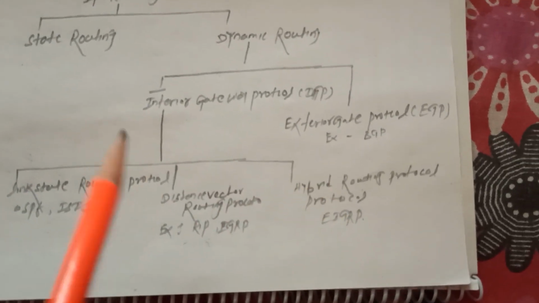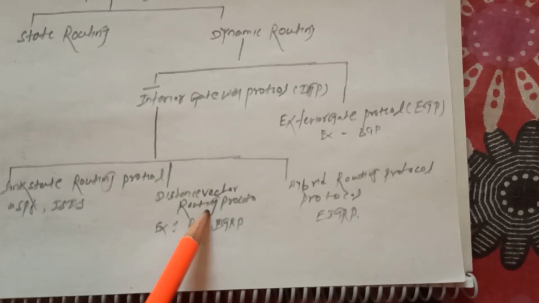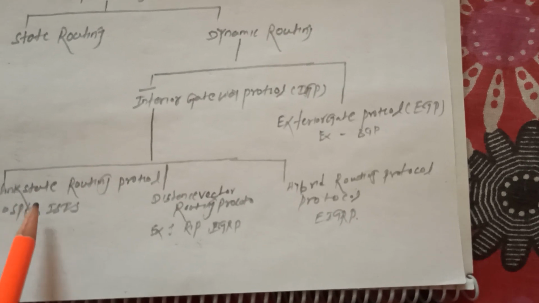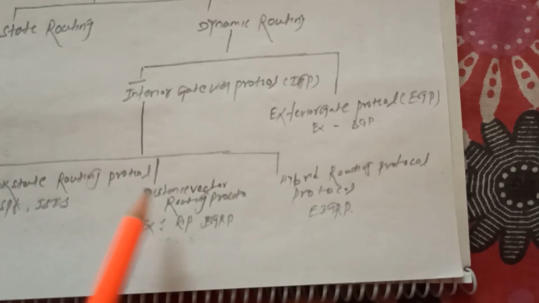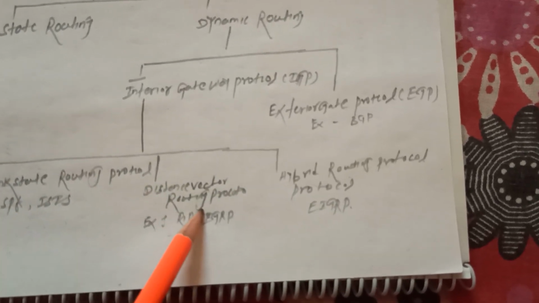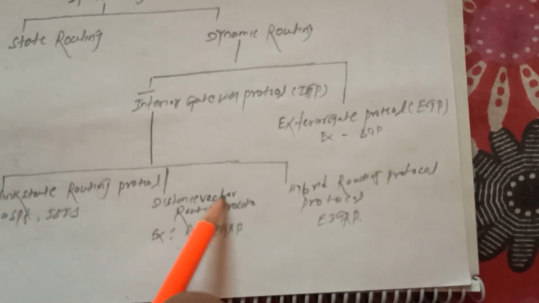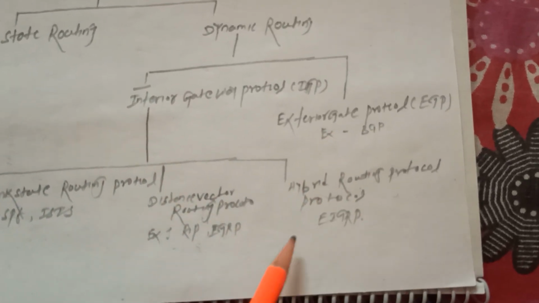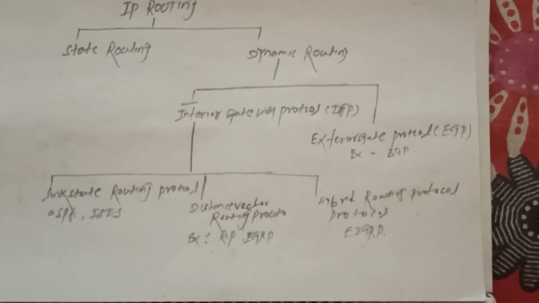Hybrid is nothing but a protocol that contains some advantages of both link state and distance vector routing protocols, and it is created as a hybrid routing protocol. The best example is EIGRP.